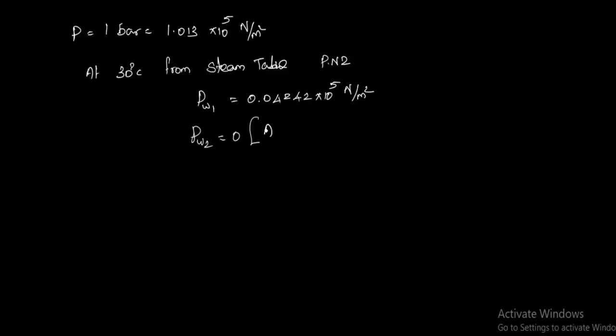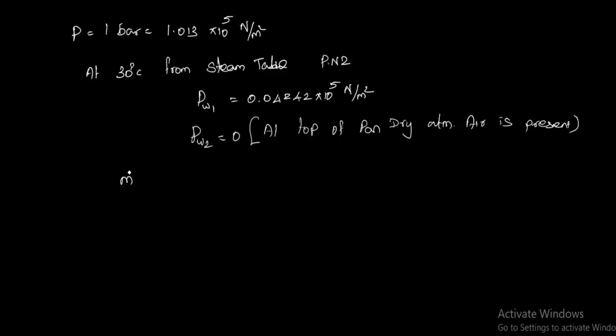Just write here, at the top of the pan, dry atmospheric air is present. So PW2 equal to 0.